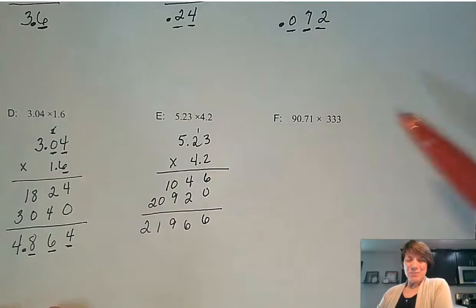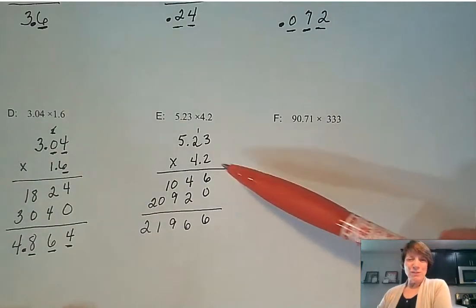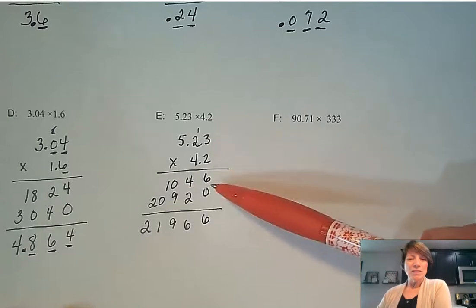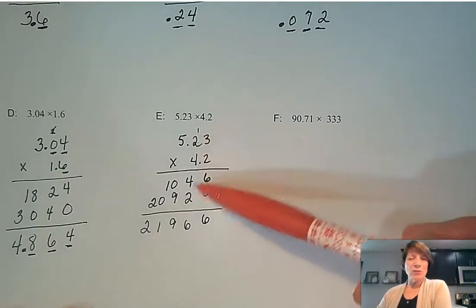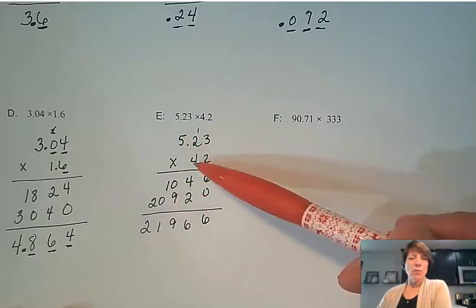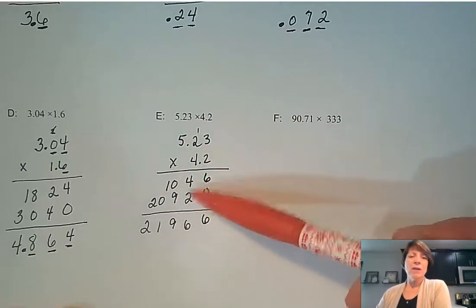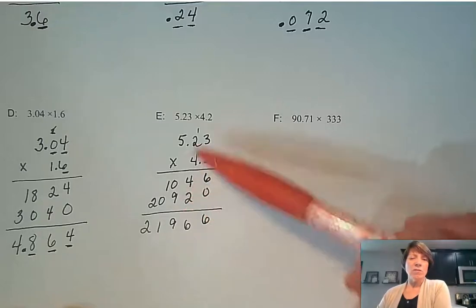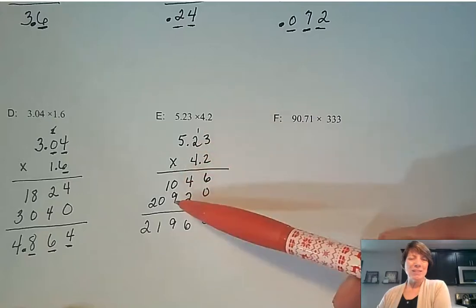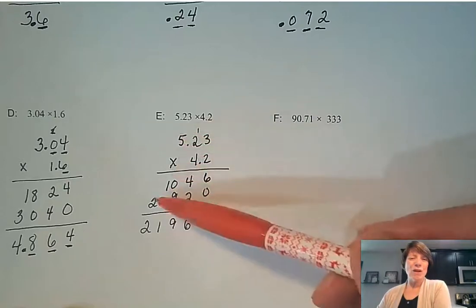All right, let's look at our next problem here. So we have 5 and 23 hundredths times 4 and 2 tenths. We're going to multiply 2 times 3 to get 6, 2 times 2 to get 4, 2 times 5 to get 10. We're moving over a place value, so we add a 0. We've got 4 times 3 is 12. Put down my 2, carry my 1. 4 times 2 is 8, plus 1 is 9, and 4 times 5 is 20.